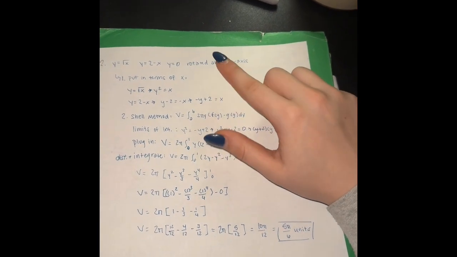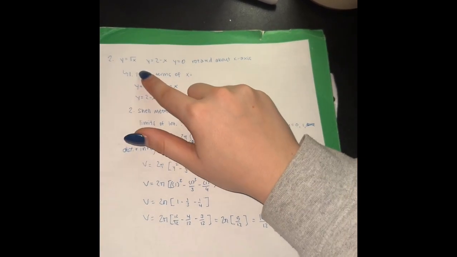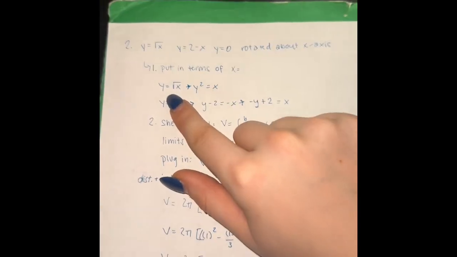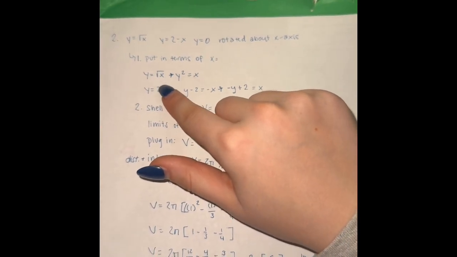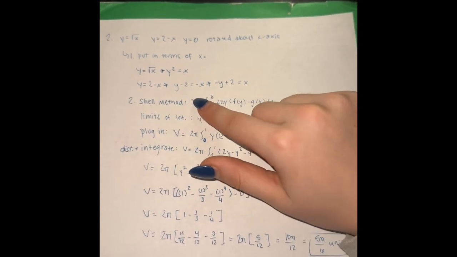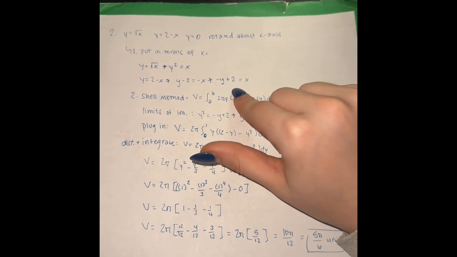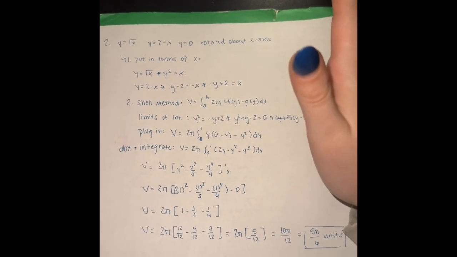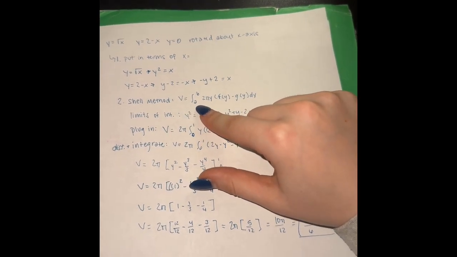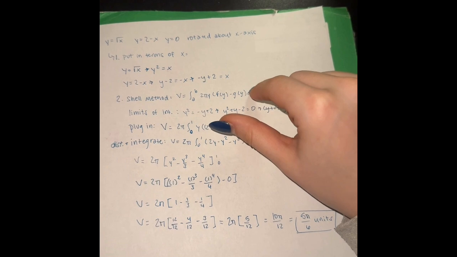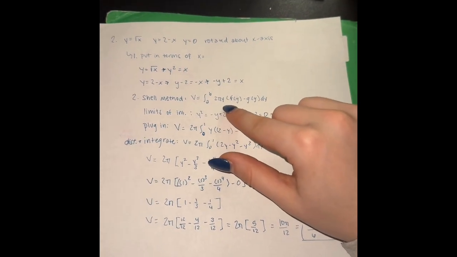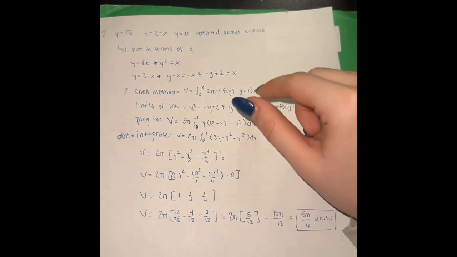So like in this one, we're rotating around the x-axis, but all of our functions are in y equals. So your first step is going to be to put them in x equals. So our first function, y equals square root of x, square both sides, it turns into y squared equals x. And then same thing, you have y equals 2 minus x. That's going to turn into negative y plus 2 equals x, or 2 minus y, whatever. And then here's your shell method equation. It starts out the same, but now instead of squaring your inner radii, you have 2 pi times x or y. In this case, it's going to be y. And then you've got f of y minus g of y times your dy.